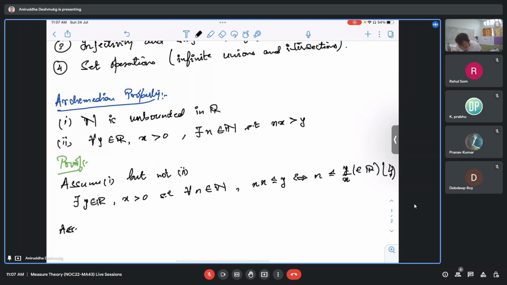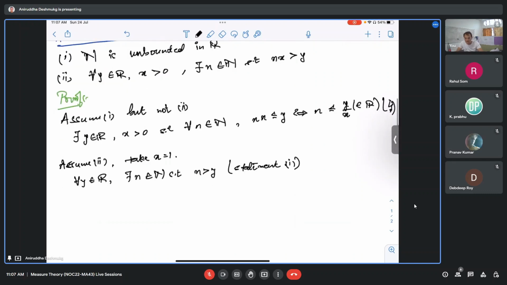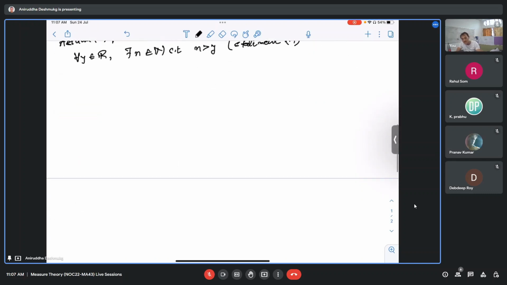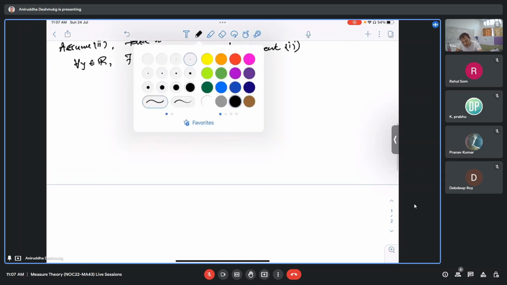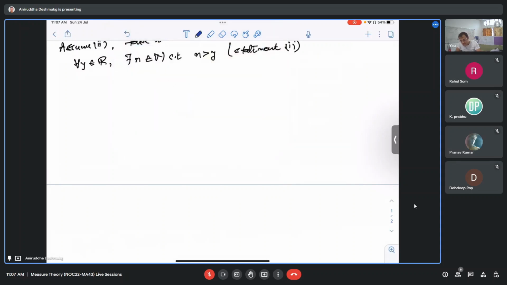Similarly, if we assume 2, then you just take x equal to 1. Then it says that for each y in R, we can always find some n such that n is bigger than y. And this is precisely stating that N is not bounded. So this was about the Archimedean property, and we'll see the use of this especially in infinite unions and intersections. The second thing which we wanted to see is the principles of mathematical induction.